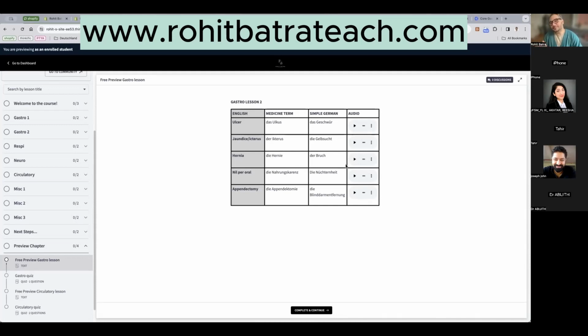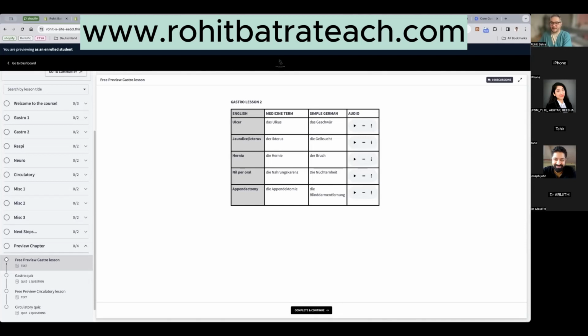But then if you talk to a patient and are telling them the diagnosis, let's say you're telling them you have a peptic ulcer, they're not going to understand what an ulcer is. So now you have to call it das Geschwür. That is a simple German term. Patients do not understand your formal medicine terms. And that's why you need to also know the simple German term of that. And that's provided right here in the table to you.